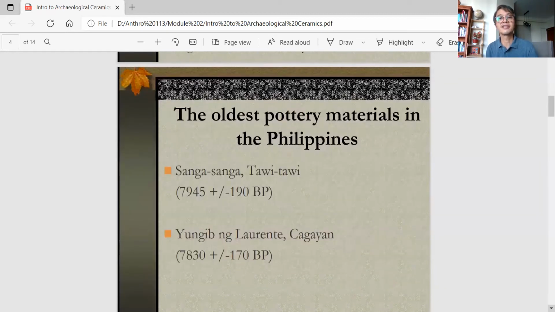So the oldest pottery in the Philippines would come from both the northern and southern ends of the archipelago. We have a potsherd from Tawi-Tawi, dating to 7,000 BP. When I say BP, it is before present. So 7,945 years before present, or BP, give or take 190 years. And then we also have some materials coming from Cagayan Valley, in Laurente Cave, that would date to almost the same time, contemporaneous with that of Tawi-Tawi, 7,830 BP.